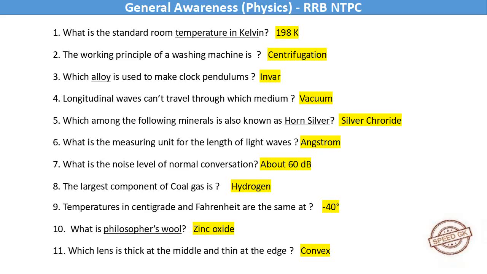Temperatures in centigrade and Fahrenheit are the same at -40 degrees. What is philosopher's wool? Zinc oxide. Which lens is thick at the middle and thin at the edge? Convex.